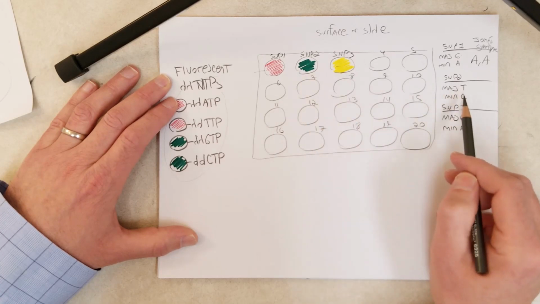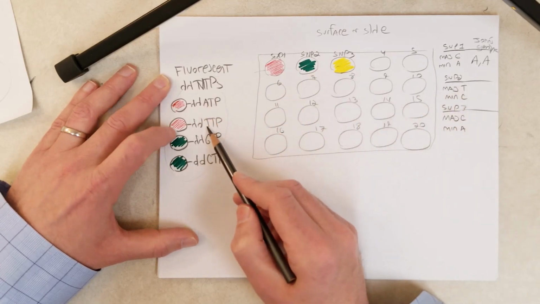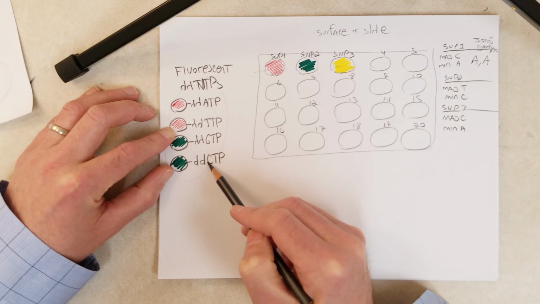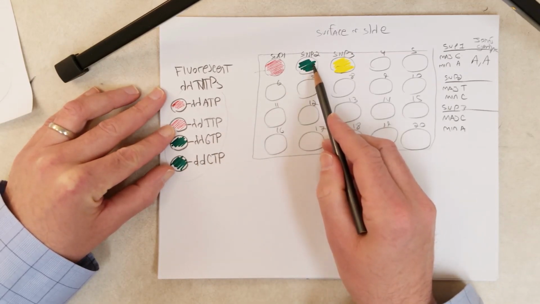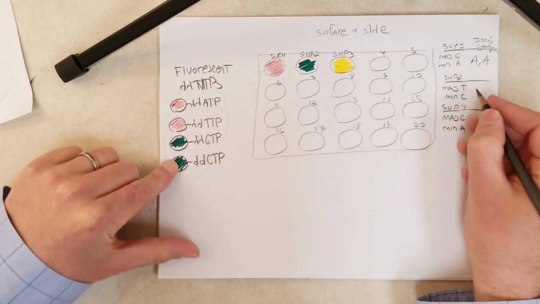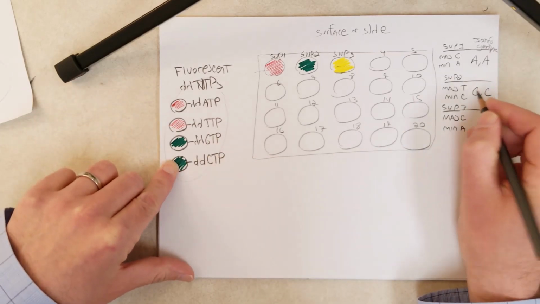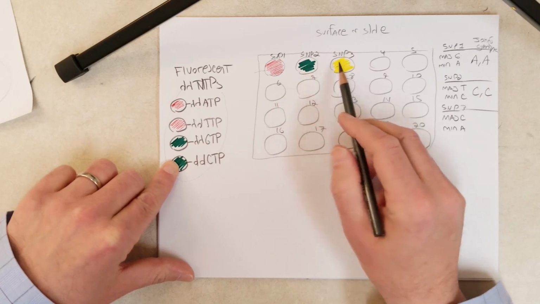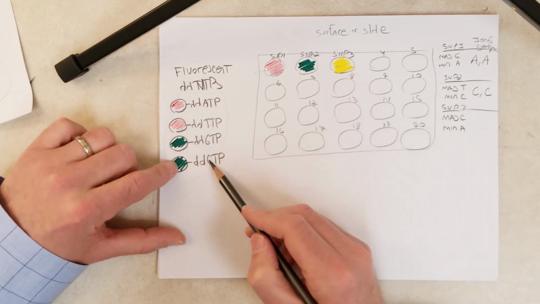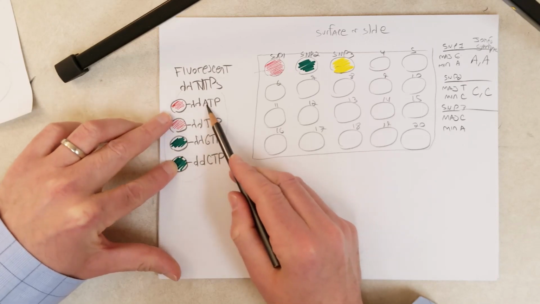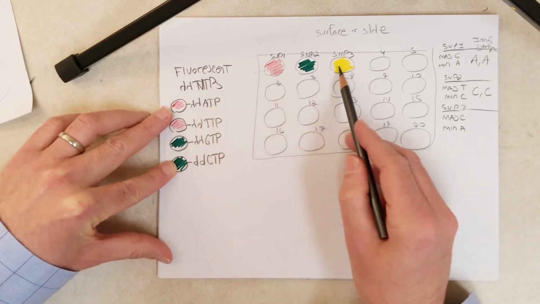Now we can do the same thing for SNP2. Humans can be either T or C. So let's take a look. T should be red, C should be green. We see SNP2 is green. So that means John must be homozygous C for SNP2. Now what about SNP3? Humans can be C or A. So C is green, A is red. So we got yellow here.